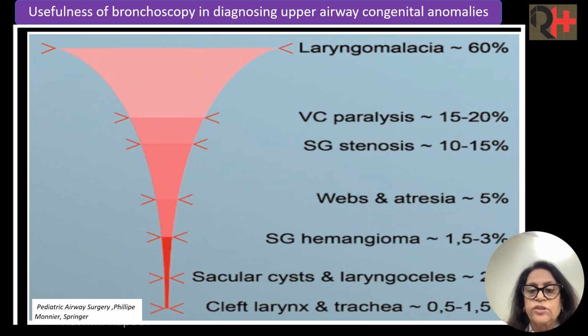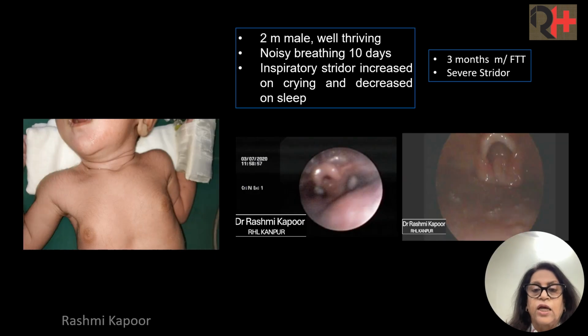So, laryngomalacia constitutes 60%, vocal cord paralysis 15 to 20%, subglottic stenosis 10 to 15%, webs and atresia 5%, subglottic hemangioma 1.5 to 3%, saccular cysts and laryngoceles 2%, cleft larynx and trachea 0.5 to 1.5%. So we will be taking cases of all kinds of congenital anomalies.